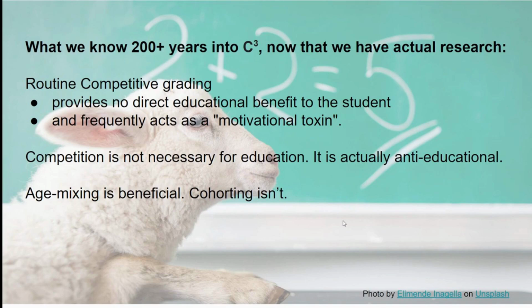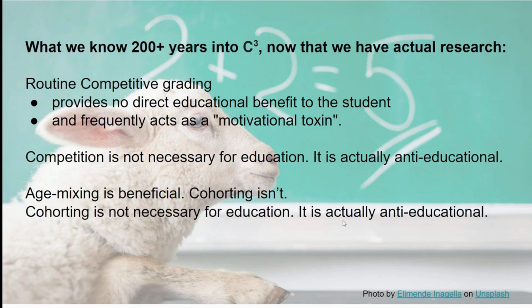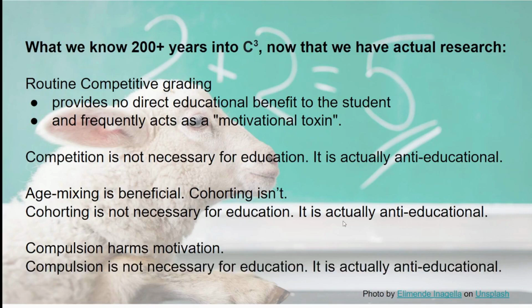Another is that age mixing is hugely beneficial, and cohorting actually isn't. It's not necessary for education, and it can even be anti-educational as well. And we've also found that compulsion, in and of itself, forcing people to do something against their will, is not necessary for education, and can actually really get in the way. So, all three of these things that we've managed to build into our structure are problematic.